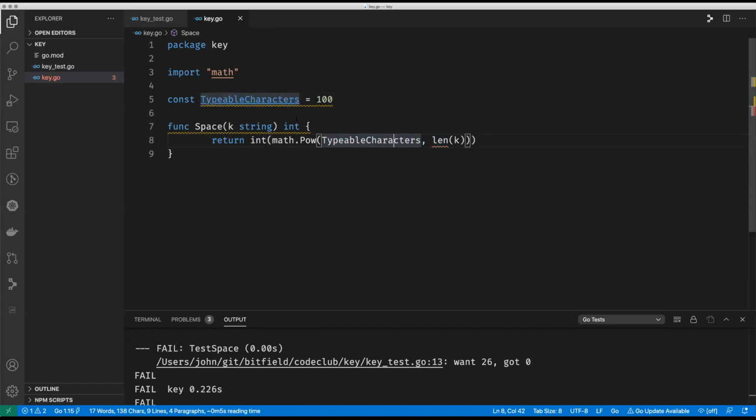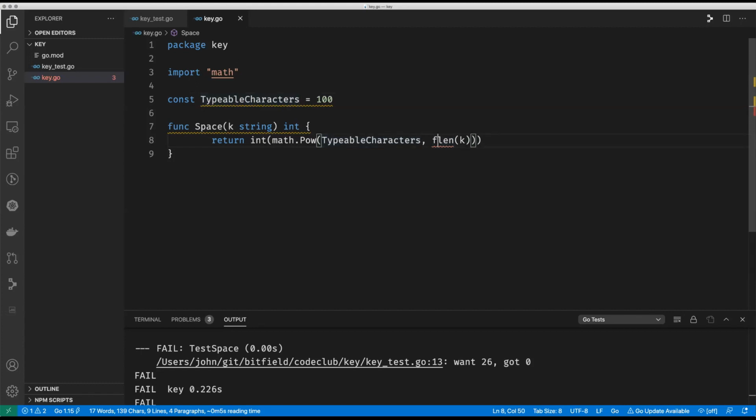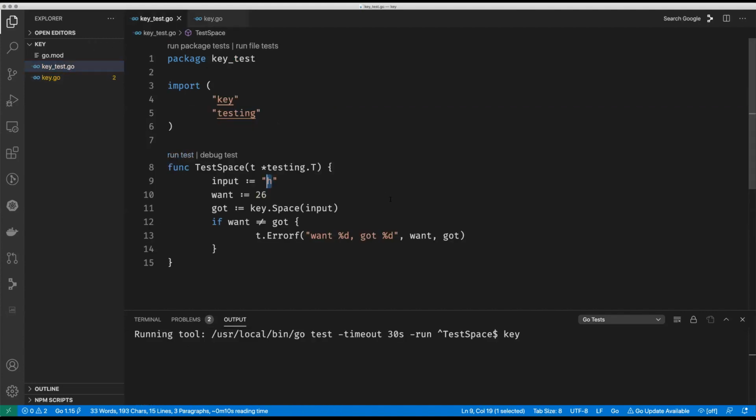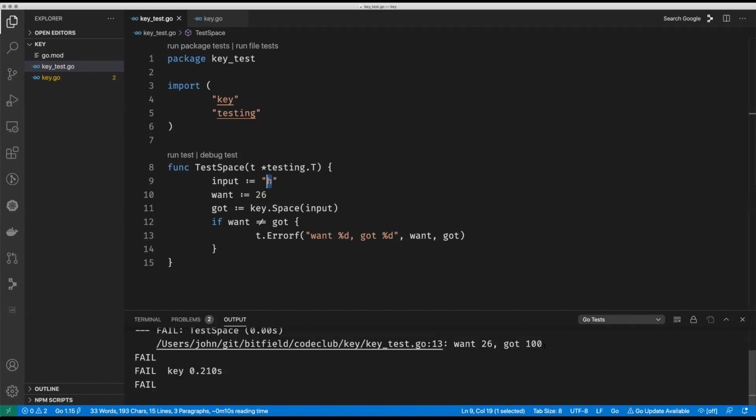Not sure why. Oh, because that needs to be a float64 as well, so let's do the same thing there, just give the type name and brackets. Okay, how are we looking? Does this look good? No, wait. Let's give it a try. Ooh, that's interesting. 126 got 100. What's up with that?